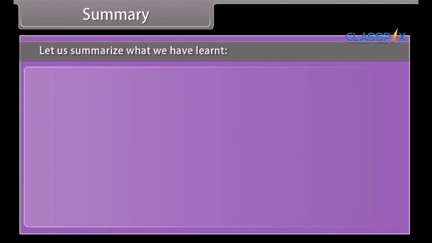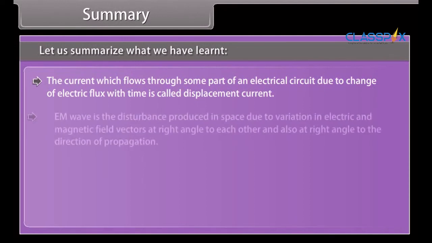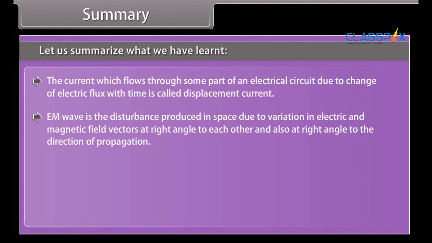Summary. Let us summarize what we have learned. The current which flows through some part of an electrical circuit due to change of electrical flux with time is called displacement current. EM wave is the disturbance produced in space due to variation in electric and magnetic field vectors at right angles to each other and also at right angles to the direction of propagation.